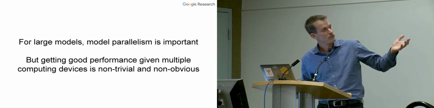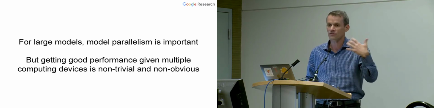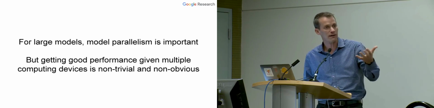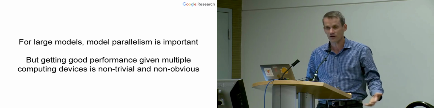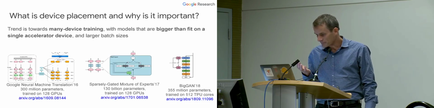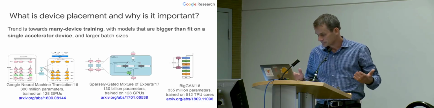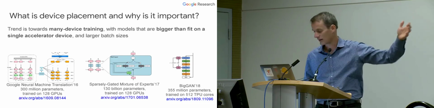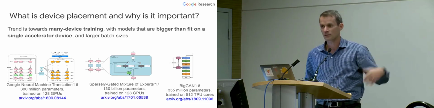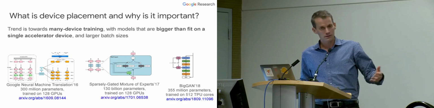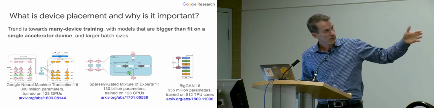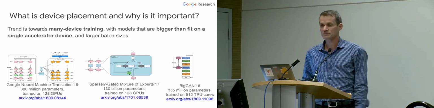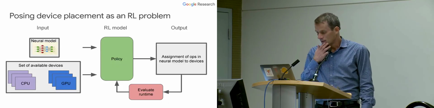So getting good performance given a lot of computing devices and some expression of the model computation you want to do is non-trivial, and not necessarily obvious how to do that best. There are some examples of complicated models where you might want model parallelism to come into play with lots and lots of devices, lots of parameters, and it's not necessarily obvious which devices should do which parts of those computations.